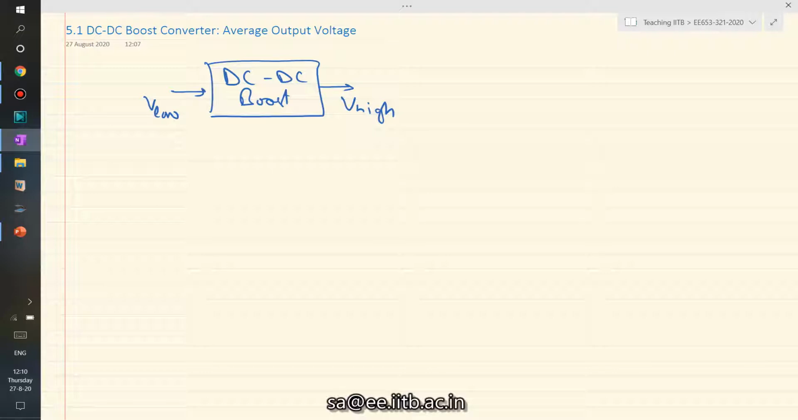There are quite a few other applications also where the DC to DC boost converter is being used, like a lot of industrial applications and so on. So how do we do that? How do we boost a low DC voltage to a high DC voltage? I will draw the circuit and then we can discuss how that circuit operates.